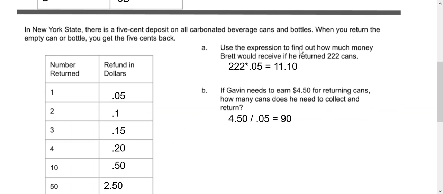So use this expression to figure out how much he gets if he returns 222 cans. That's a lot of soda to drink. So 222 times 0.05 and you get $11.10. Now, he needs to earn $4.50. He needs to figure out how many cans he needs. So 450 divided by 0.05, and he needs to do 90 cans, okay?